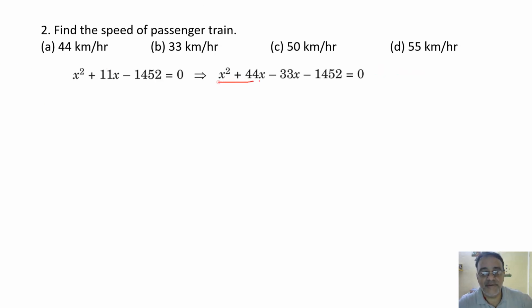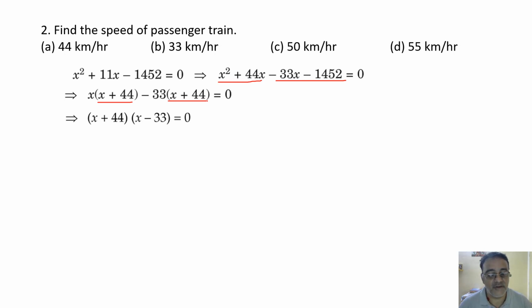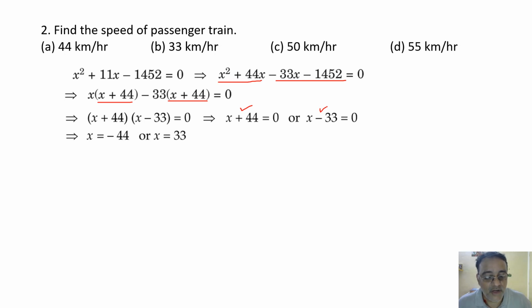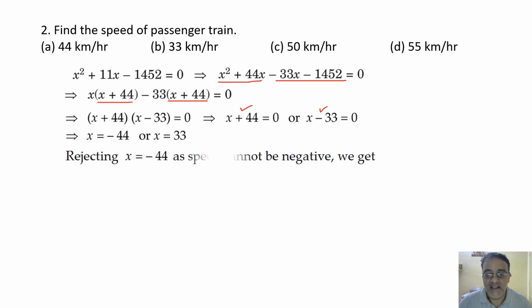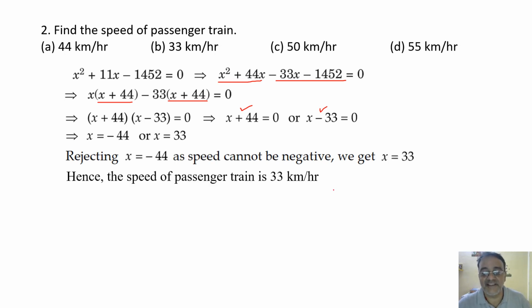Now what is the common between these two? X. Here, minus 33. So x plus 44, if you take common, we are getting two factors, x plus 44 into x minus 33 is equals to 0. So either x plus 44 is equals to 0 or x minus 33 equals to 0. So we are getting two answers, minus 44 and plus 33. So again, speed is never negative, so we have to reject x is equals to minus 44 and we get x is equals to 33. Hence the speed of the passenger train is 33 km per hour. And the correct option is Option B.